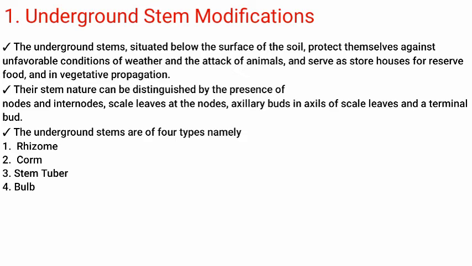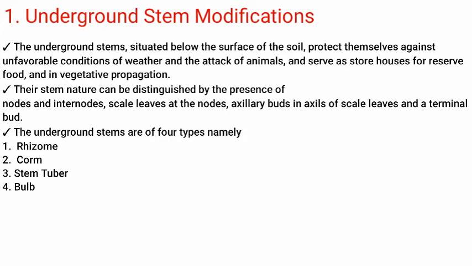weather and the attack of animals, and serve as storehouses for reserve food material and in vegetative reproduction or vegetative propagation. Their stem nature can be distinguished by the presence of nodes and internodes, scale leaves. At the nodes they contain axillary buds, in the axils of scale leaves, and a terminal bud.